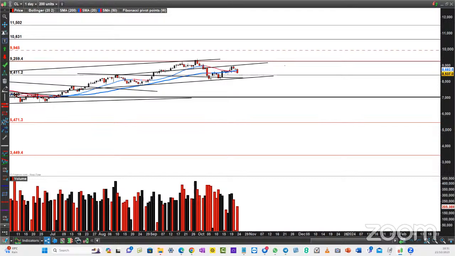But yeah, be careful with this volatility. We've got a lot of data to get through, and we've even got UK jobs first thing in the morning before London opens. So I think we're seeing a lot of volatility as that unfolds.